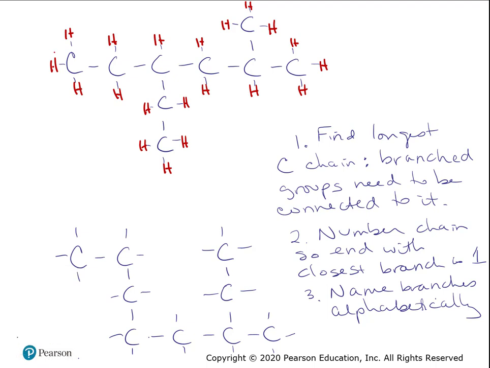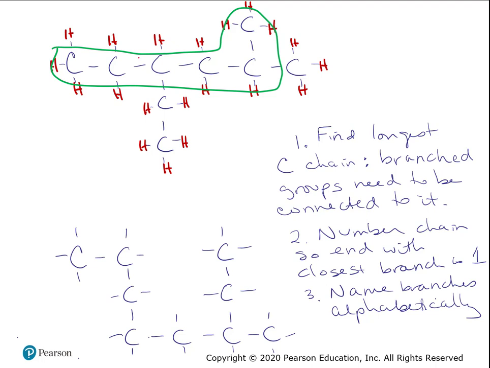Okay? So you could go straight across. Do you see that? One, two, three, four, five, six. That would be fine. But I could also go this way. Everybody see that? So the only rule in finding your longest carbon chain is you want to make sure that your non-hydrogen groups are attached to it.